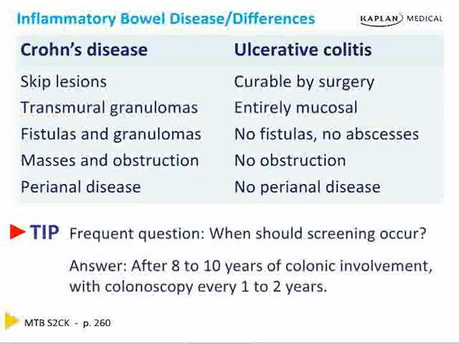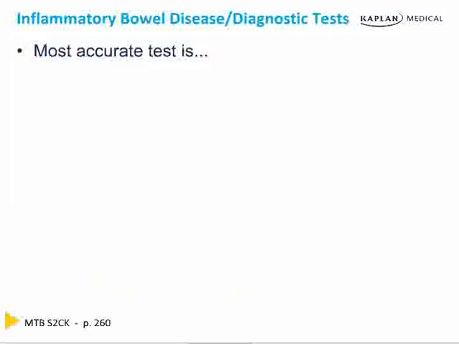Now here's a tip. A frequent question that's asked everywhere and by everyone is, when should screening for colon cancer begin? The answer is after 8 to 10 years of colonic involvement, with a colonoscopy every 1 to 2 years thereafter. The mainstay of diagnostic testing for inflammatory bowel disease is 100% endoscopy. It is the most accurate test.